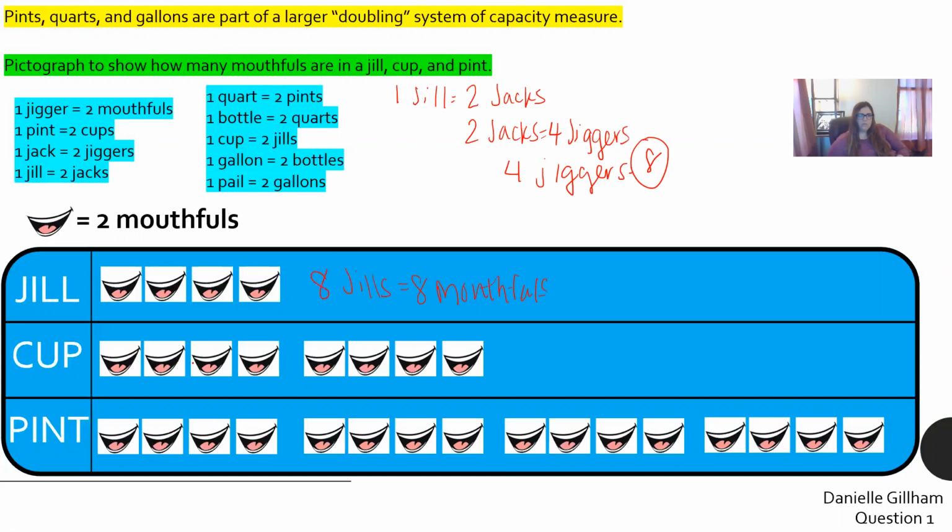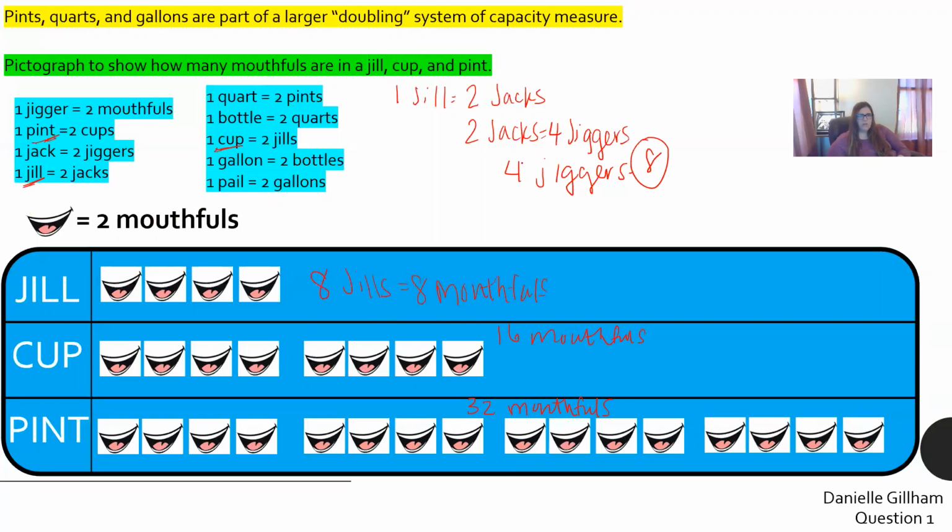Right? And then for cups, 1 cup equals 16 mouthfuls. And 1 pint equals 32 mouthfuls. Sorry about my handwriting, guys. So basically, if you look at our little chart up here, we have 1 gill, the cup, and the pint.